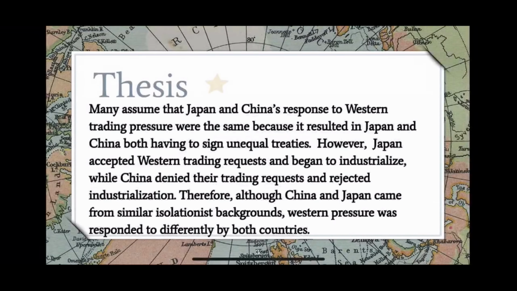Now onto our thesis. Many assume that the responses of Japan and China to Western trading pressure were the same because they resulted in Japan and China both having to sign unequal treaties. However, Japan accepted Western trading requests and began to industrialize, while China denied their trading requests and rejected industrialization. Therefore, although China and Japan came from similar isolationist backgrounds, Western pressure was responded to differently by both countries.